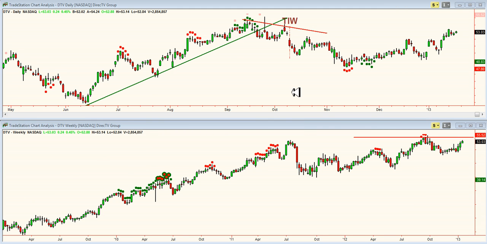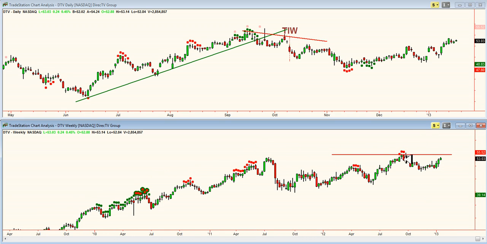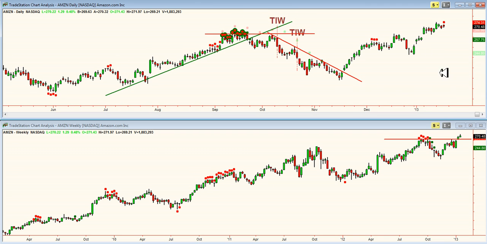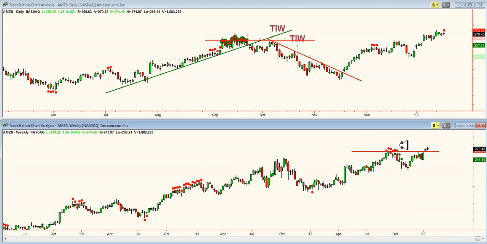DTV, again, our combination of weekly exhaustion, daily exhaustion, reversal of trend. There it was, our signal. Amazon, very popular stock to trade. High candle count, both red and green, shorter and longer term trends. There it was, our signal, and reversal.